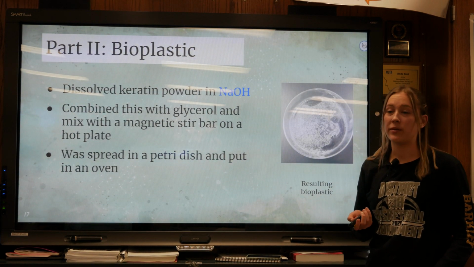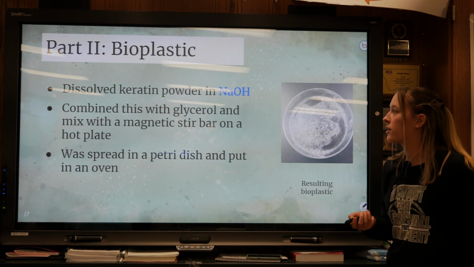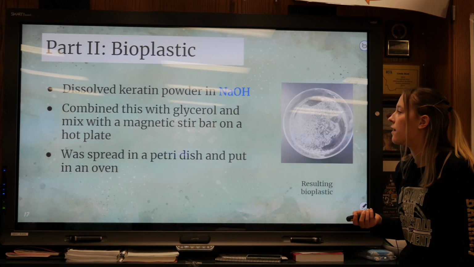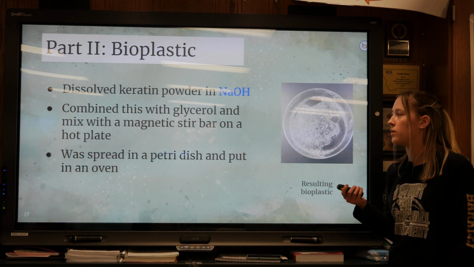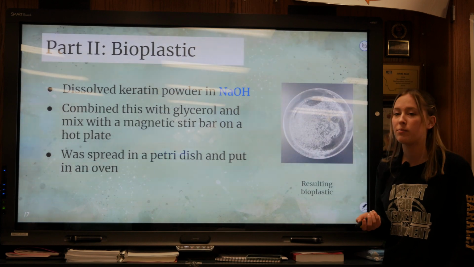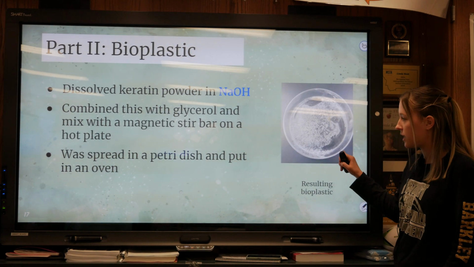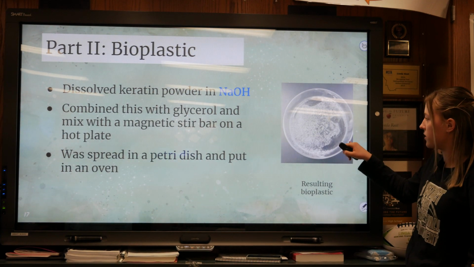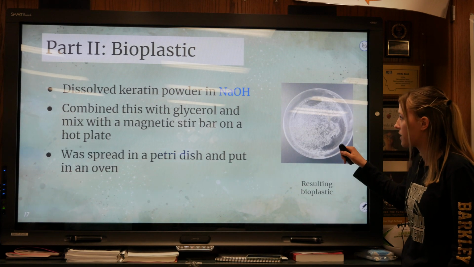Part two was my bioplastic. I dissolved the keratin powder in sodium hydroxide. I then combined this with glycerol and mixed it with a magnetic stir bar on a hot plate. It was then spread in a petri dish and put in an oven, and this was the resulting prototype of bioplastic.